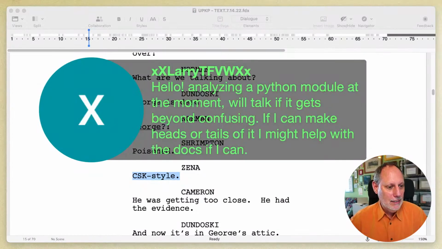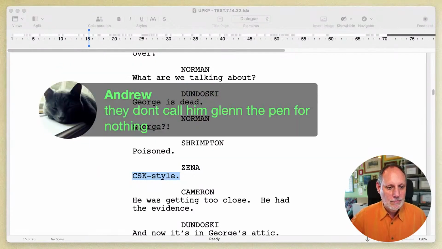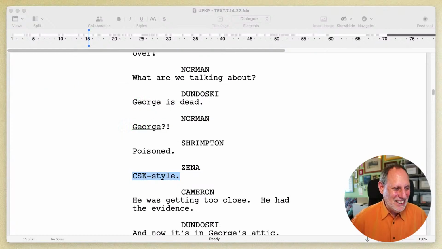Hello, Larry. Analyzing a Python module. I do not know. Okay. I do not know what a Python module is, so therefore, good luck. Don't let it bite your head off. Yes, indeed. All right.